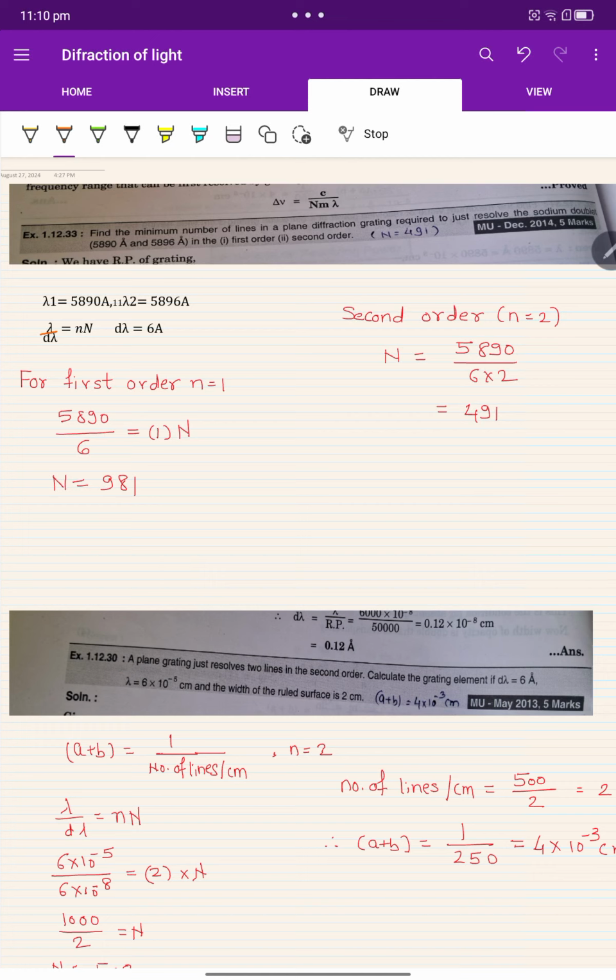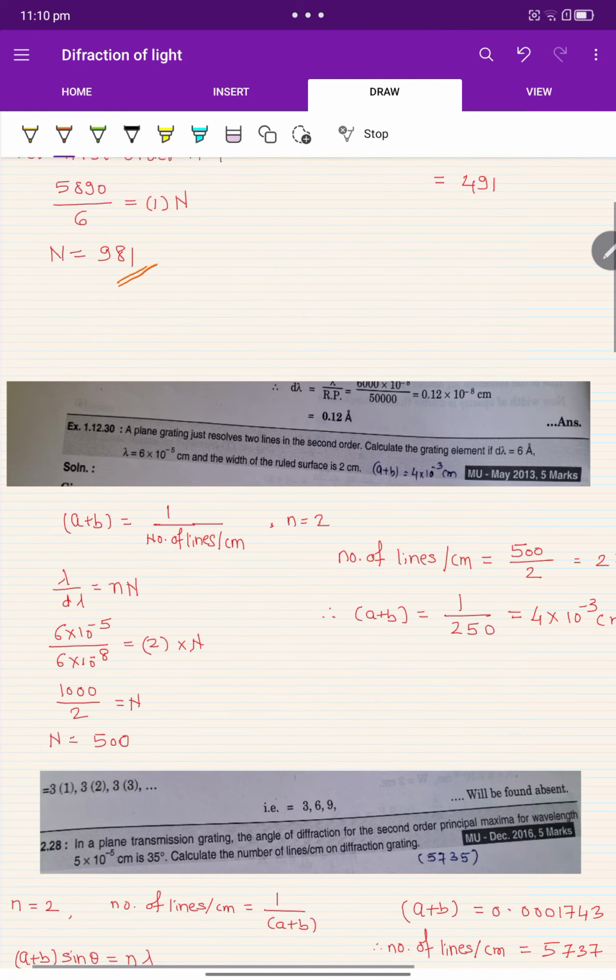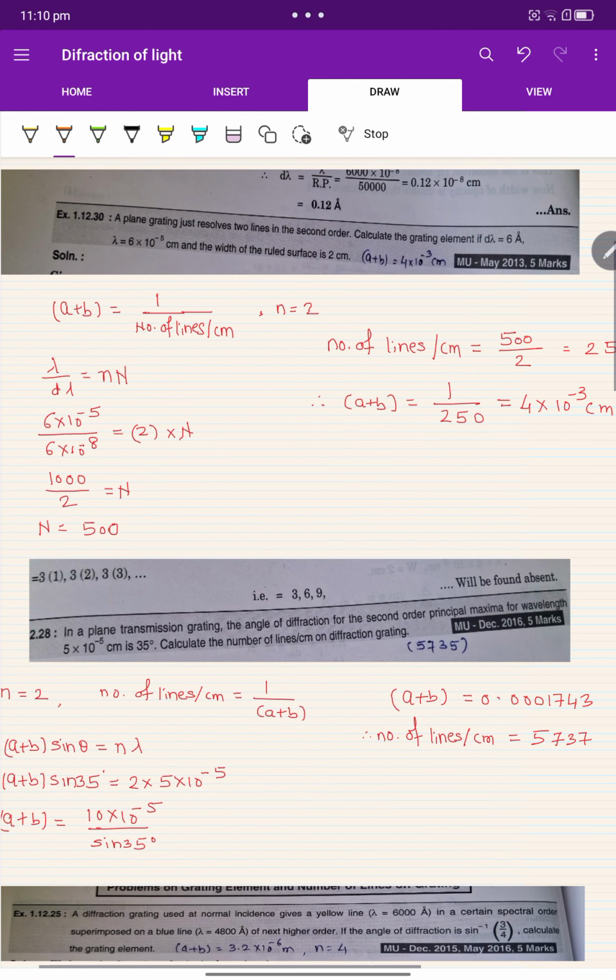So when we substitute the values in the formula, we'll get the total number of lines as 981. And for second order, similarly, at the place of small n equals to 1, we'll substitute n equals to 2 and we'll get the total number of lines on a grating as 491. Let's move towards the next question.